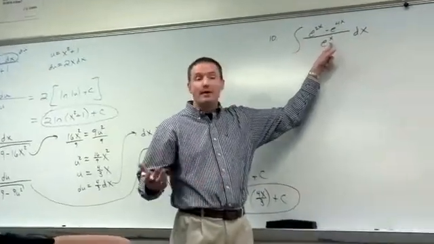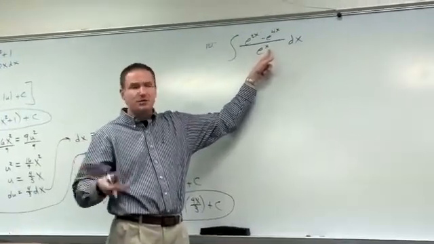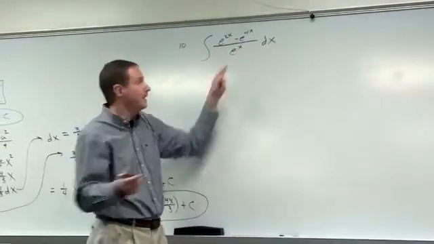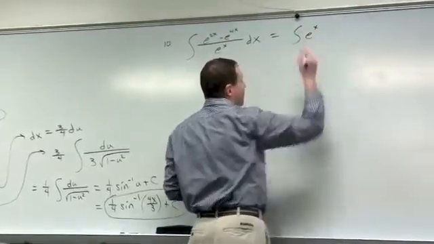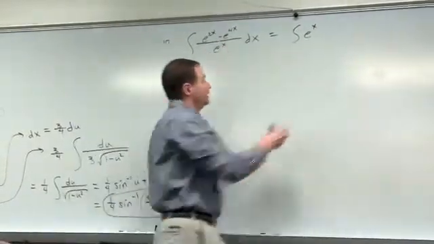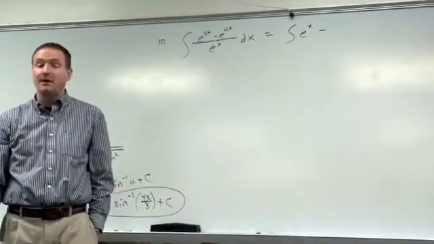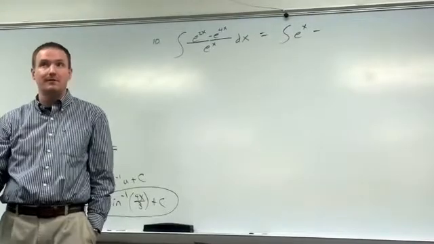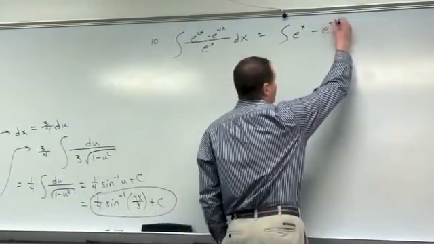to the x, whenever you divide variables with like bases, you just subtract the exponents. 2x minus x, 1x. I can say this is equal to the integral of e to the 1x minus e to the 4x divided by e to the x. Again, when you divide like bases, you subtract exponents. 4x minus x, 3x. And that's why I was going e.